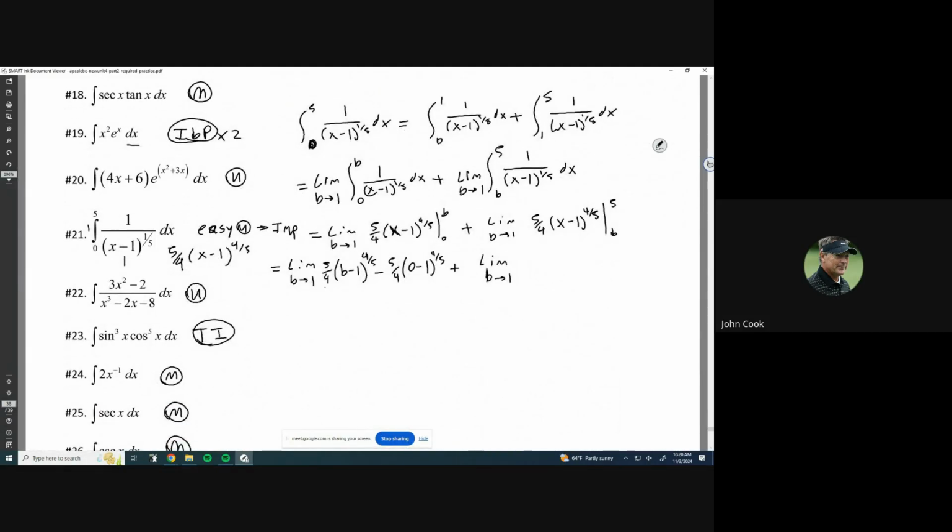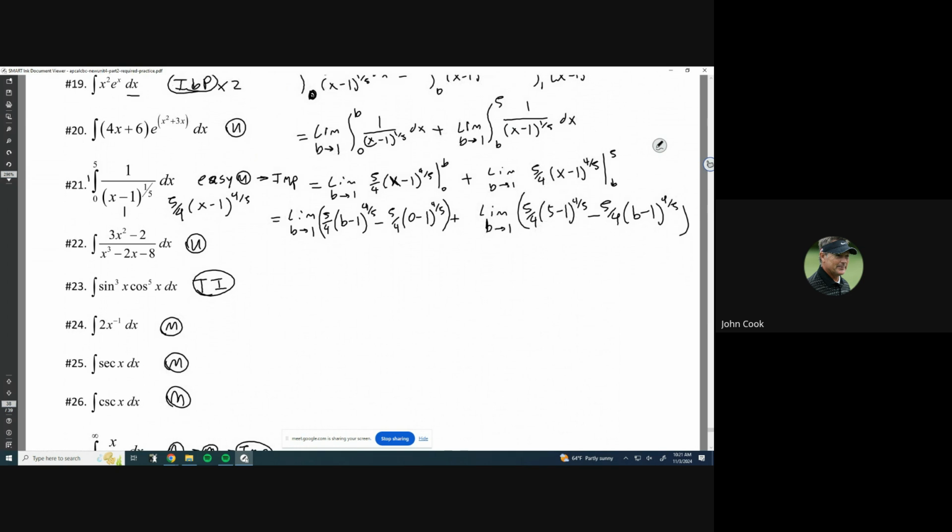Anyways, okay, so parentheses around this part. And then this limit as b goes to 1, I'm going to put that here as well. So I have 5/4 and then 5 minus 1 to the 4/5 minus 5/4 b minus 1 to the 4/5. Okay, now if we evaluate the limits, if I do plug in 1 over here, I get 0. 0 to the 4/5 is just 0. So this limit right here just becomes 0.